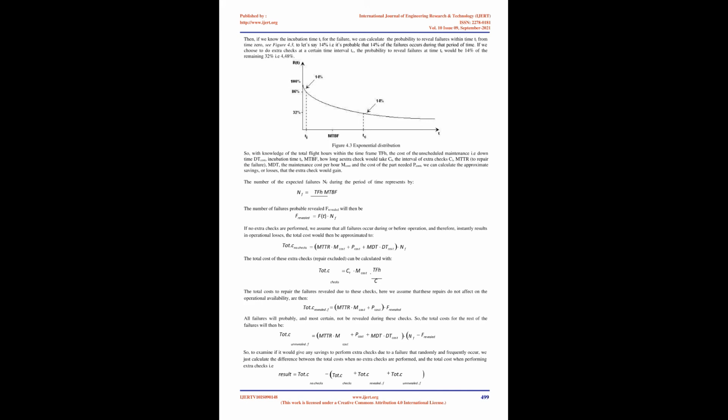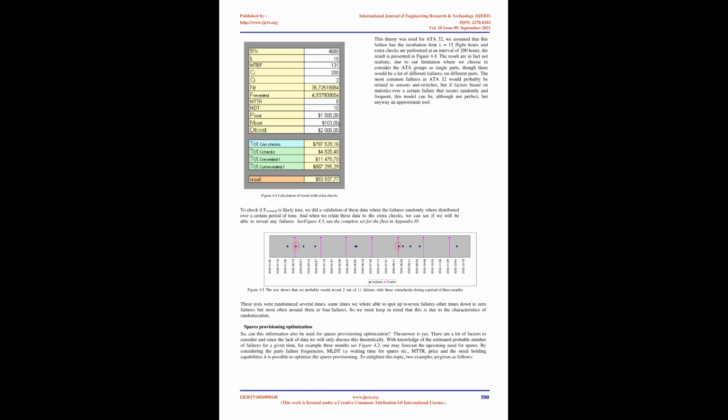Then, if we know the incubation time Ti for the failure, we can calculate the probability to reveal failures within time Ti from time 0, see figure 4.3, to let's say 14%, i.e. it's probable that 14% of the failures occur during that period of time. If we choose to do extra checks at a certain time interval Tc, the probability to reveal failures at time Tc would be 14% of the remaining 32%, i.e.